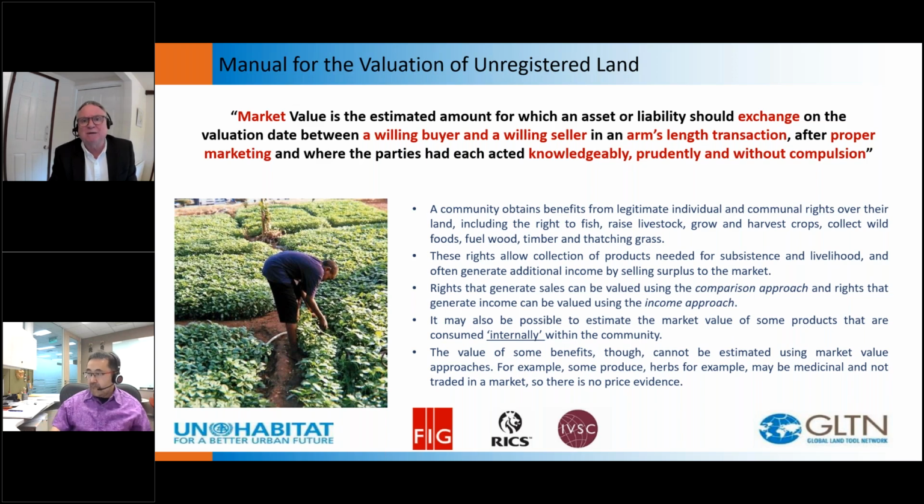So market value is an estimated amount for which an asset or liability should exchange on the valuation date between a willing buyer and a willing seller in an arm's length transaction after proper marketing, where parties have each acted knowledgeably, prudently, and without compulsion. Now, when you read that, it sets up a set of hypothetical circumstances. And immediately people jump to the conclusion, well, if it's a compulsory purchase, if the land is being taken away from somebody, market value can't exist because one of the parties is being compulsorily required to give up the land. So what's market value got to do with this transaction?